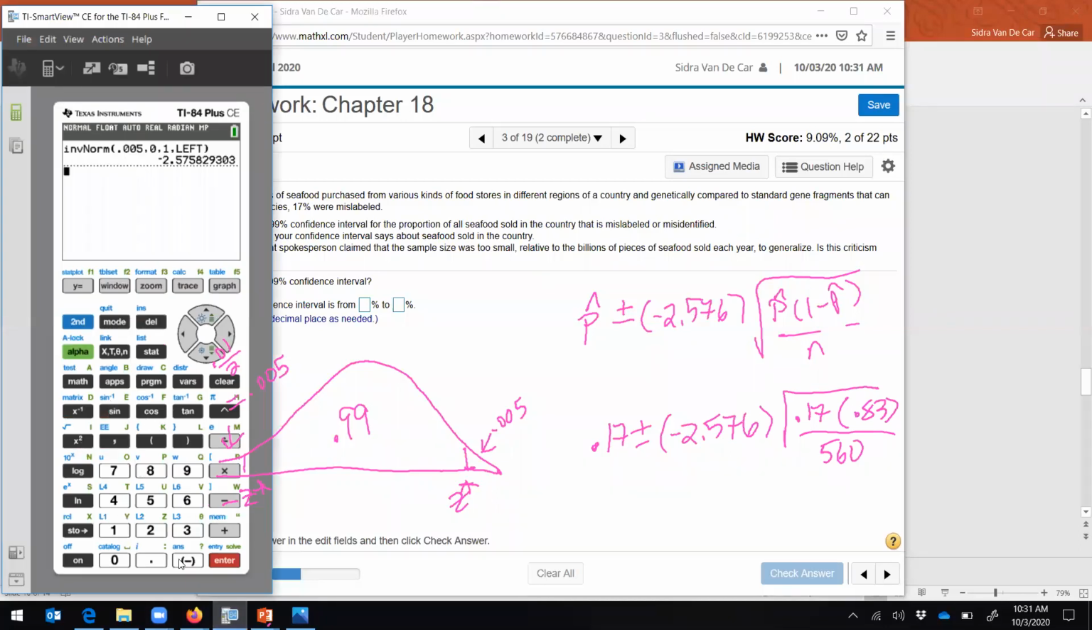So I would go 0.17 minus negative 2.576 times the square root of 0.17 times 0.83 divided by 560. And that's my lower bound. And then to get the upper bound, we just do the same thing, but we're going to change that minus to a plus.